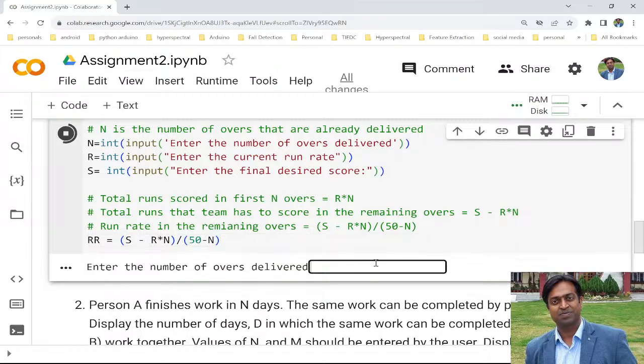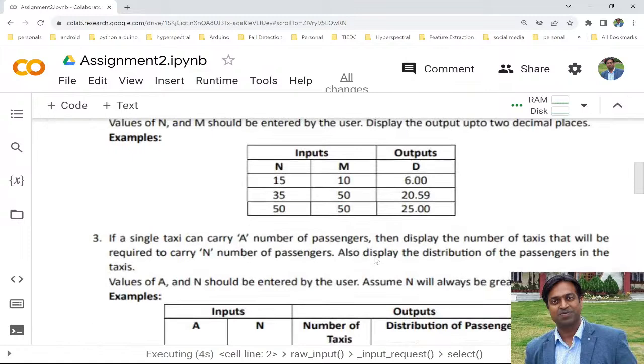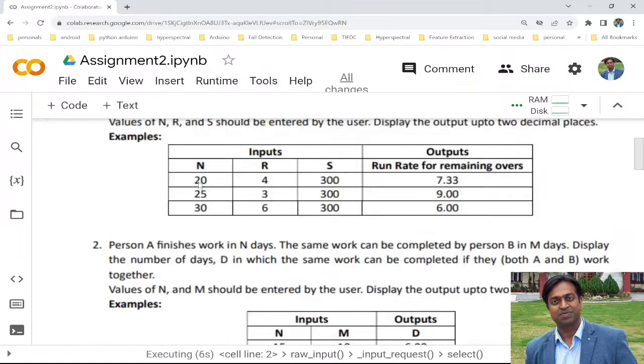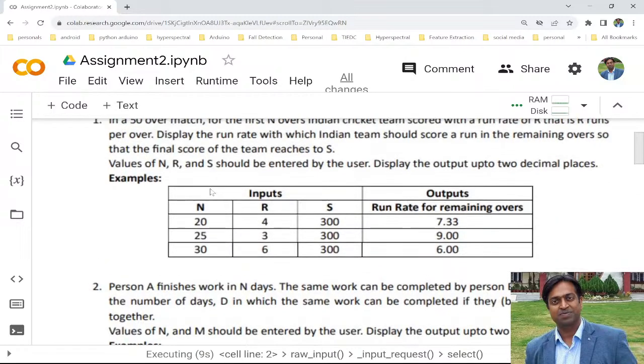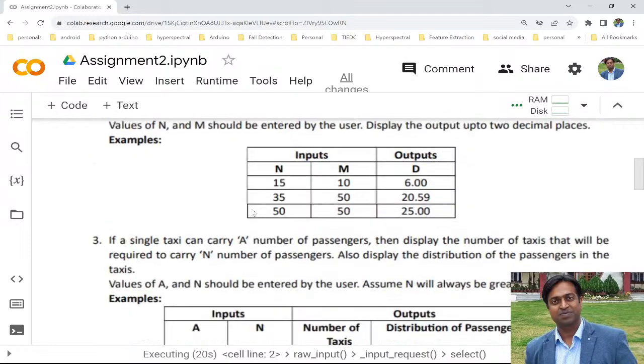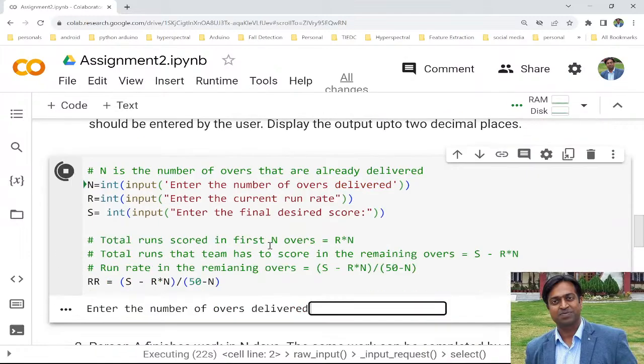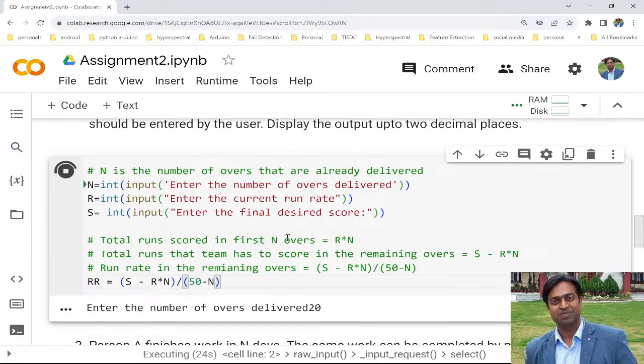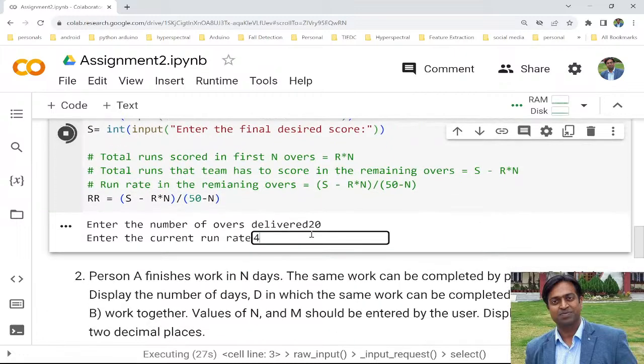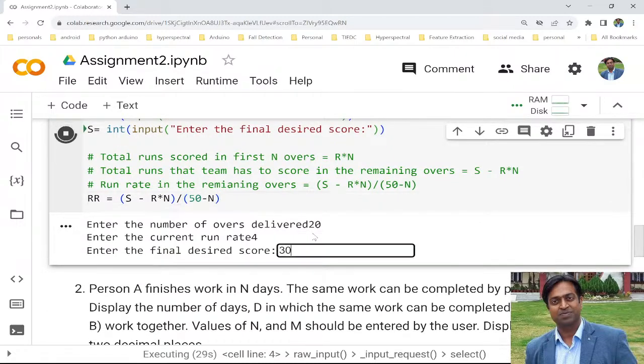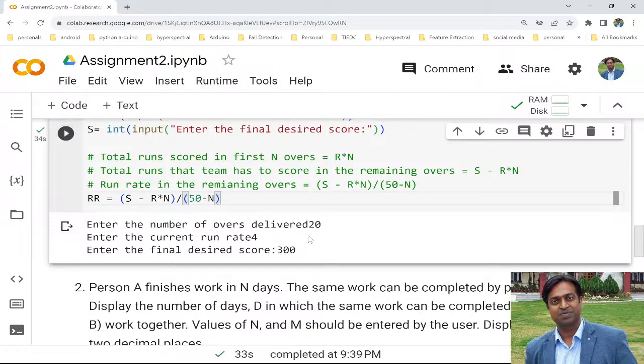So first enter the number of overs delivered. Let me check from this table. In the first question, n is 20, r is 4 and s is 300. Let me enter the same values, and the run rate for the remaining overs output should be this. So 20, run rate is 4 and projected score, meaning the desired total score, is 300.